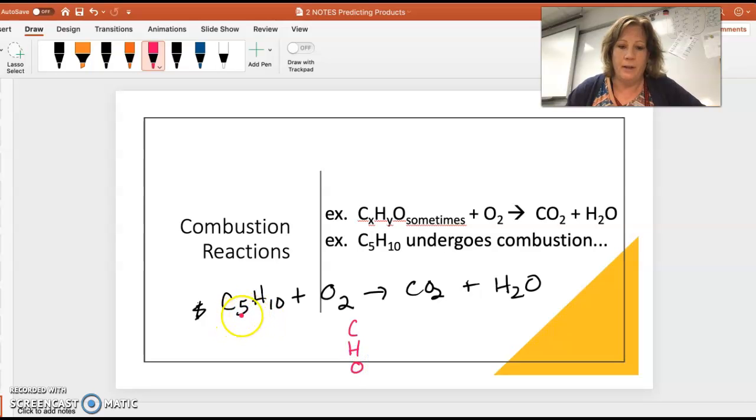So I'm going to balance my carbon first with a 5. Then I'm going to balance my hydrogen with a 5. Then I'm going to count my oxygen. You can see I have 10 plus 5. I have 15 oxygens. So that's where I can use that fraction, 15 halves. I can leave it like that, or I could multiply the whole thing by 2. This would become a 2, a 15, a 10, and a 10. That's all I have.